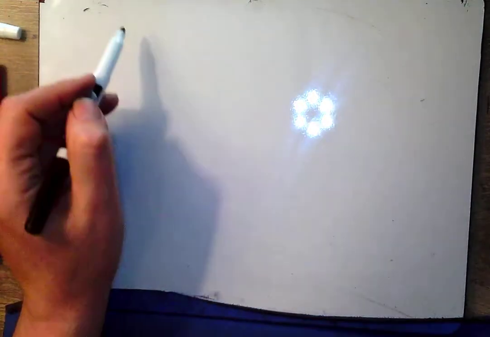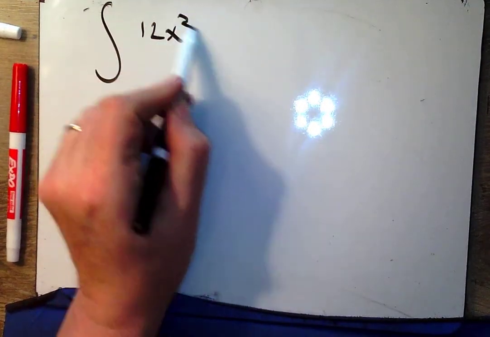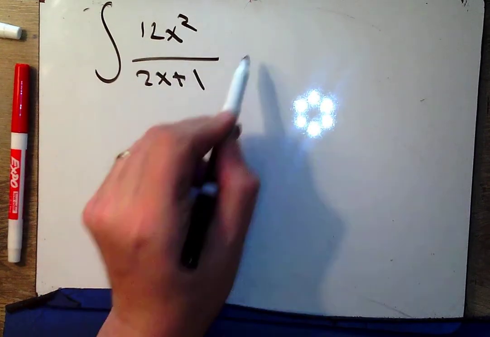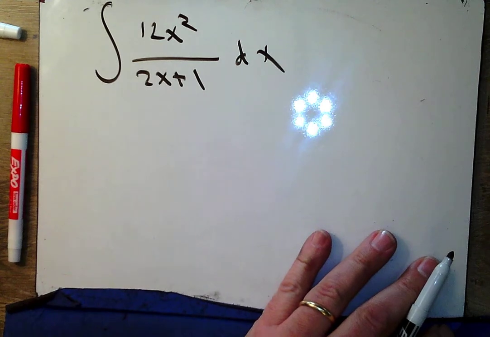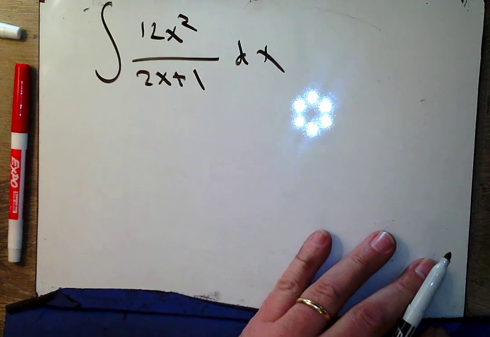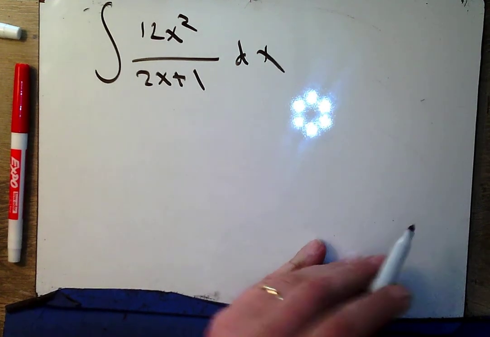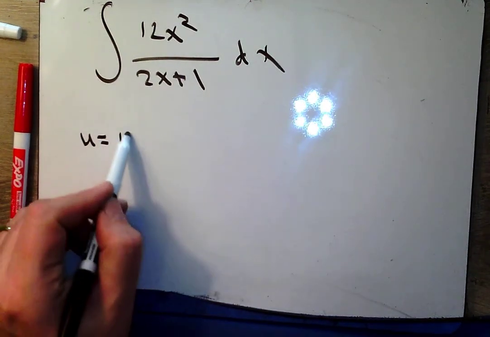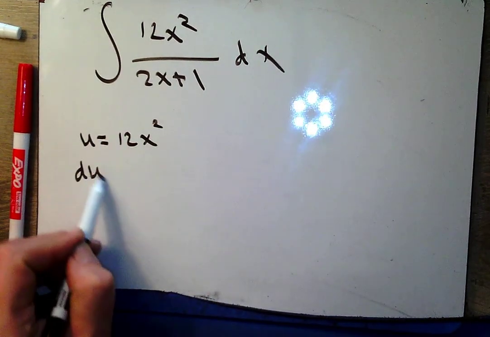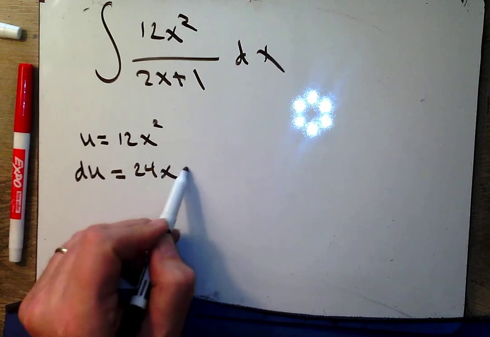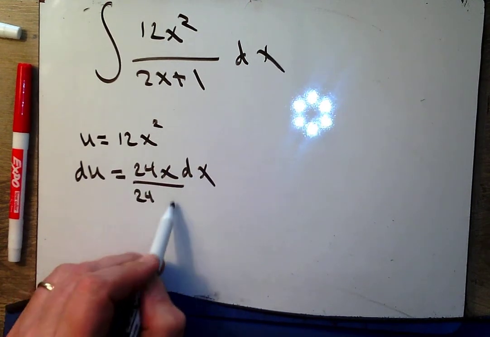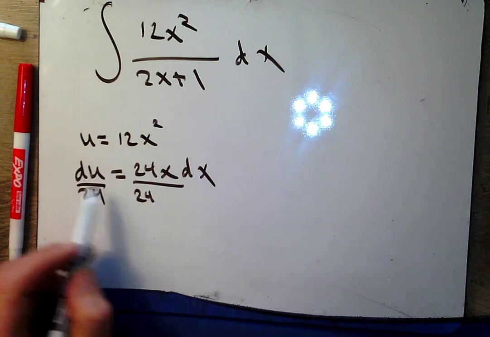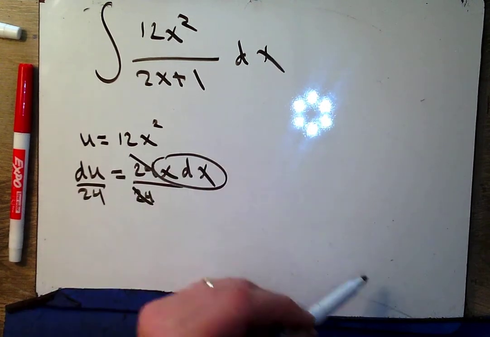6, oh, another long division problem. Integral 12x squared over 2x plus 1 dx. So, what if I said that this was a u sub? U equals 12x squared. So du would be 24x dx. And I would divide both sides by 4. And I don't have x dx on the same level.